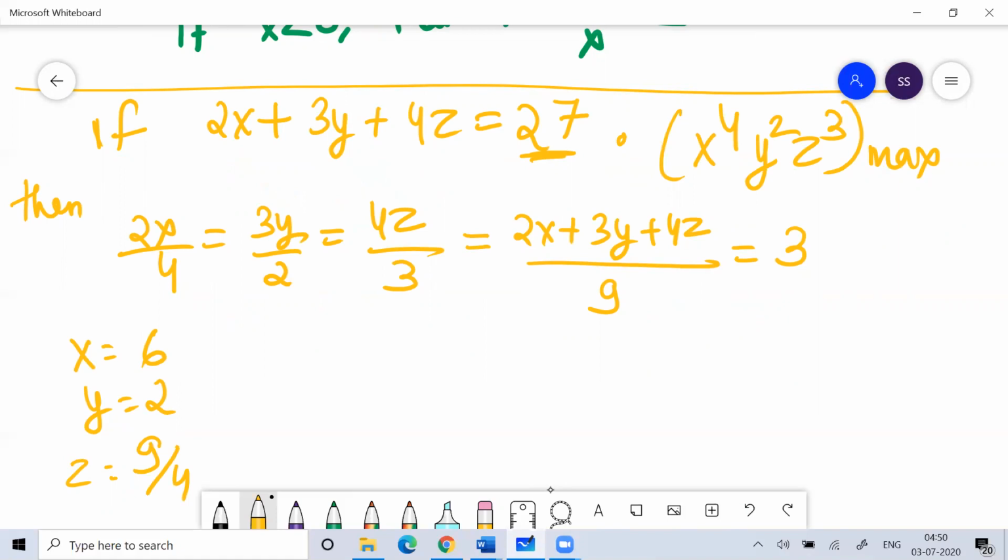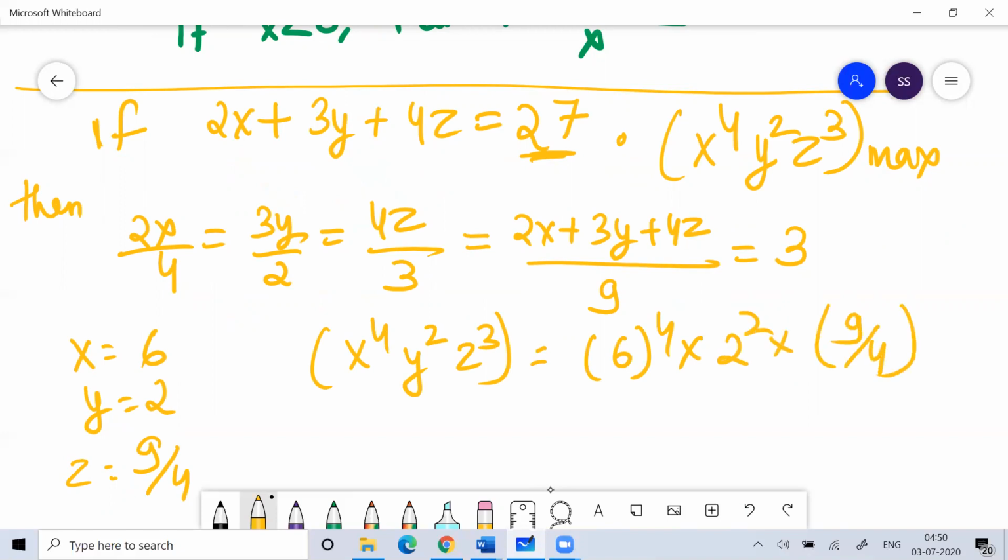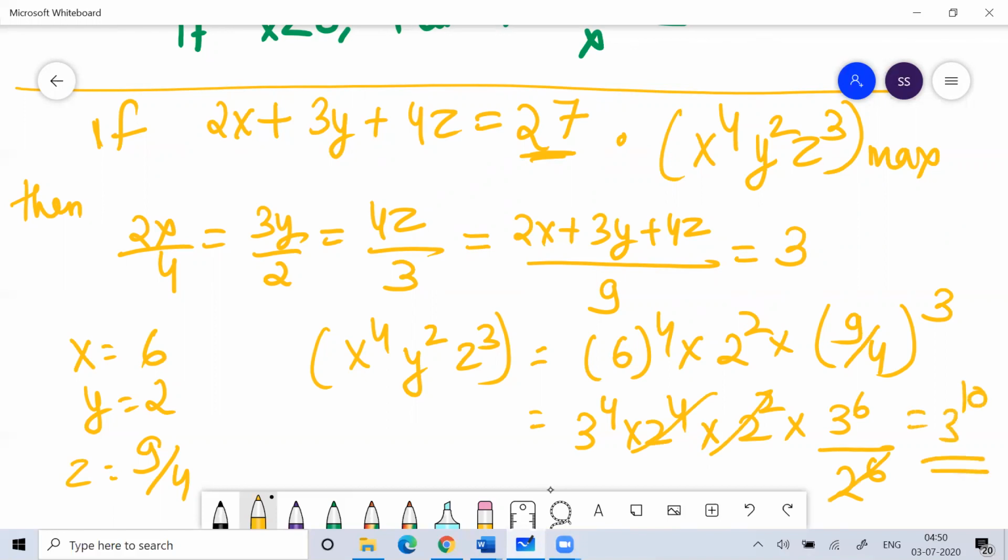Once you get this, you want the maximum value of x to the power 4 y square z cube. So x is 6 to the power 4 into 2 square into (9 by 4) whole cube. So 6 to the power 4 means 3 to the power 4 into 2 to the power 4. This is 2 square. 9 is 3 square. This is 3 to the power 6 by 2 to the power 6. So you can cancel them. Ultimately your answer is 3 to the power 10. The maximum value of that would be 3 to the power 10. Clear?